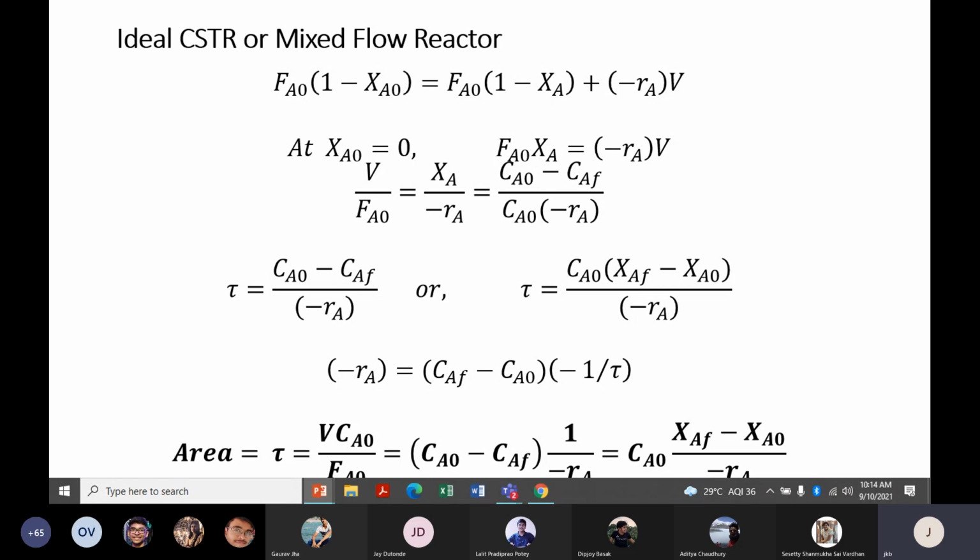Sure. I am starting again from flow reactor mole balances. Two types of mole balances. See, for CSTR or mixed reactor, we have the mole balance in the form of this: Fa0 (1 minus Xa0), Fa0 (1 minus Xa). Up to this, most probably I have shown in the previous class. Then from here you are getting the mole balance in two different forms. Either you can write V by Fa naught, just one minute, I'll use the pointer and describe it.